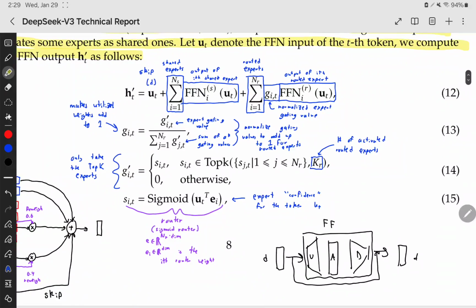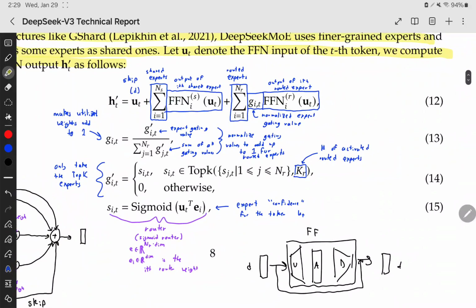So let's just talk about it. There's I guess 3 parts to this. So here, this is our updated representation. U is our input, and we have 3 parts. So this is just the skip connection. It's just a skip connection. You always have a skip connection.